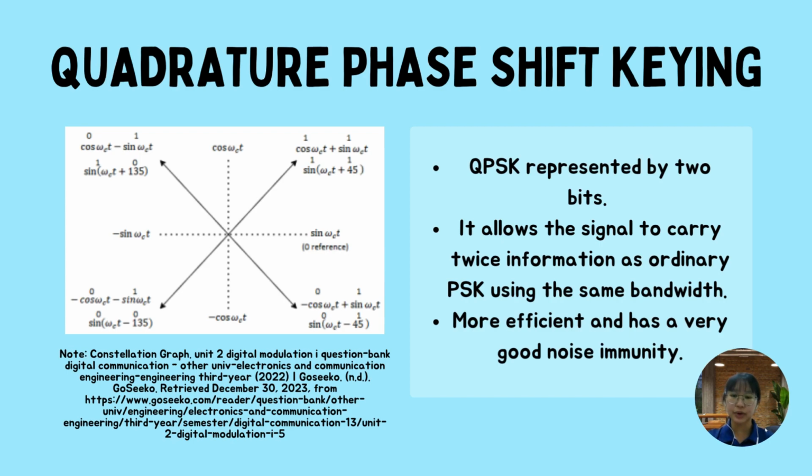The constellation graph of QPSK is composed of the in-phase, which is represented by cos omega t, and the quadrature, which is represented by sin omega t. By comparing the amplitude of each segment, we can easily determine the digital bits and the phase, starting from the anti-clockwise direction. For example, positive cos omega t and negative sin omega t equal positive 1 and negative 1. Positive 1 equals logic 1, while negative 1 equals logic 0. Thus, the logic is 1, 0 at 315 degrees.